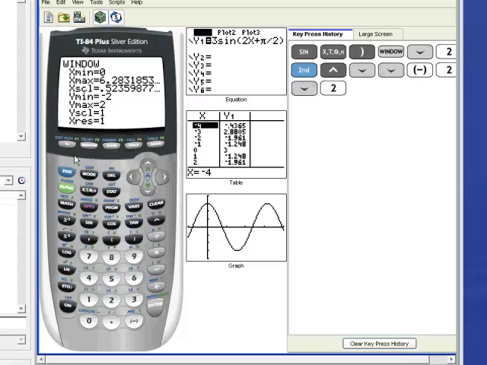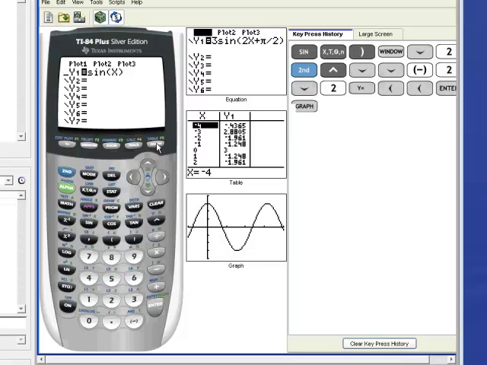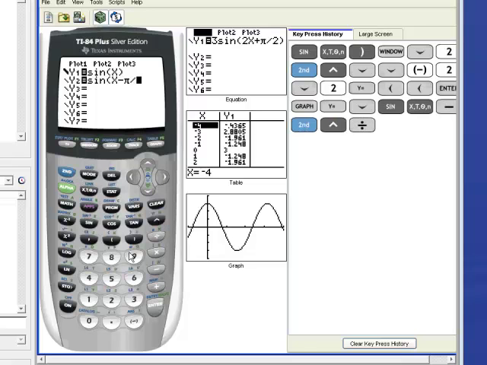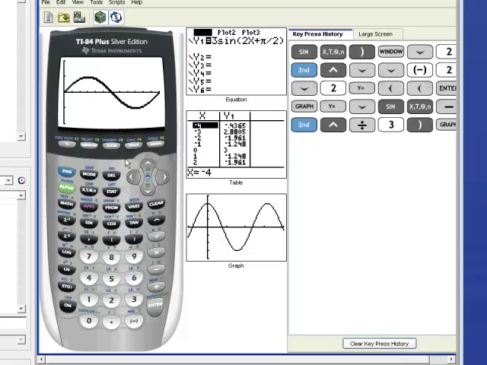Okay, and then I'm going to graph this one here. Actually, I will put the normal sine graph in bold. There we go. So there's the normal sine graph. And now I'm going to go in and do the other one, which is sine of x minus pi over 3. And there it is, and as you can see, it's shifted to the right.